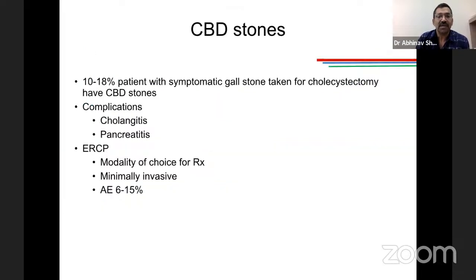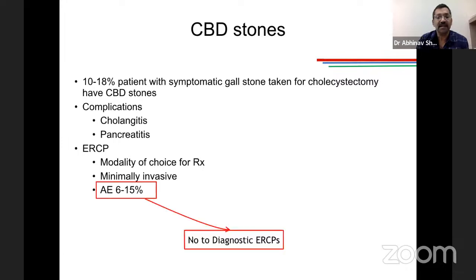As we all know, approximately 1/5 of all symptomatic gallstone patients taken for cholecystectomy might have CBD stone. It leads to deadly complications like cholangitis and pancreatitis. ERCP is the modality of choice for the treatment of CBD stone as it is minimally invasive. But the problem is adverse events, which can go up to 15% in some cases.